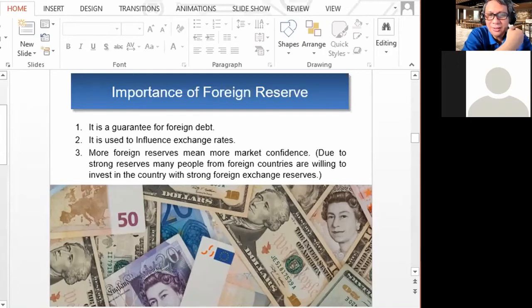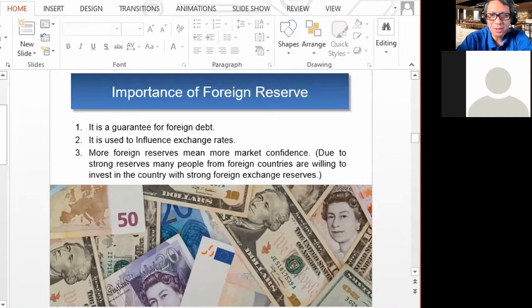Okay? And number three, more foreign reserves also mean more market confidence. So in other words, if a country has more foreign reserve, it is able to invite or attract more investors in that country. Okay. Due to strong reserves, many people from countries are willing to invest in that country. Okay, because they have strong foreign exchange reserve. And why do you think that that is so?